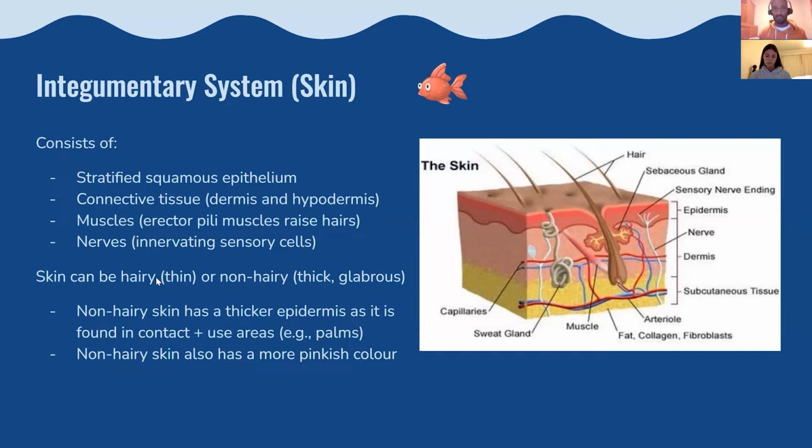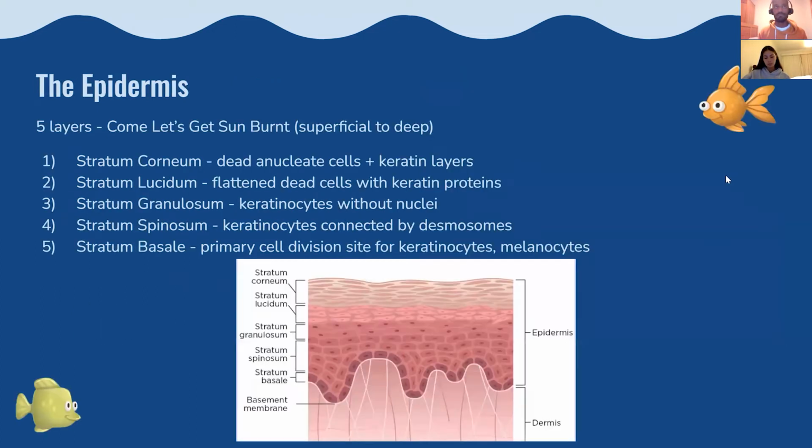Hairy skin is thin, and non-hairy skin, like on your palms, is thick, also called glabrous skin. And this non-hairy skin has a thicker epidermis, so it'll have more layers of these flat cells, as we need that. Mostly that's what we're going to be using to contact other things, like with your palms, we use them all the time. And that will have a more pinkish color, as you can tell by the different pigment of your palm, perhaps, compared to the back of your hand.